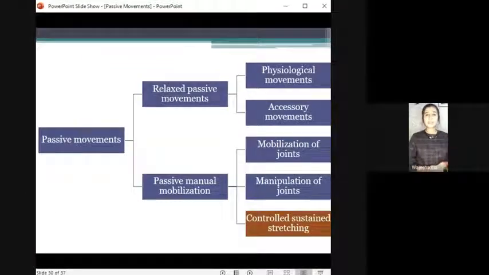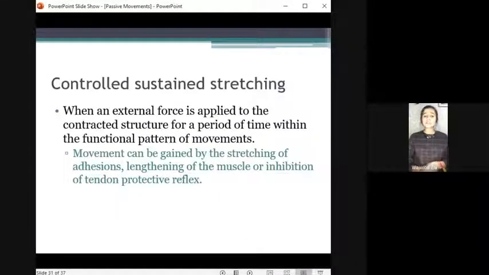The next and the last type of passive manual mobilization is the controlled sustained stretching. When an external force is applied to the contracted structure for a longer period of time with the functional pattern of movement, it will add the effect of stretching and lengthen the muscle. Movement can be gained by the stretching of adherence, lengthening of the muscle, or inhibition of the tendon protective reflex. So these controlled sustained stretching techniques not only lengthen the muscle, but also break down the adherence and inhibit the tendon protective reflex.